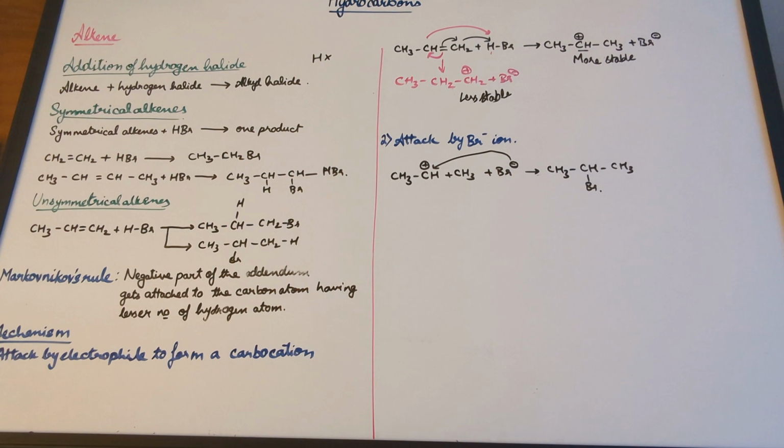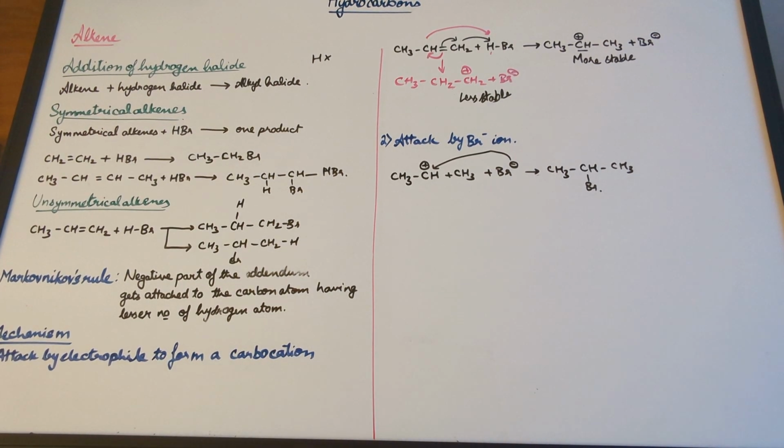In symmetrical alkenes, it's pretty simple and straightforward. Irrespective of where you add the HBr, the hydrogen and bromine, we are going to get the same product. But in unsymmetrical alkenes, due to the possibility of forming two different compounds, we follow something called Markovnikov's rule. According to this rule, the negative part of the addendum gets attached to the carbon atom having the lesser number of hydrogen atoms. And this again has to do with the stability of the carbocation, which is formed as the intermediate. So when the electrophile attacks the alkene, it leads to the formation of the carbocation.